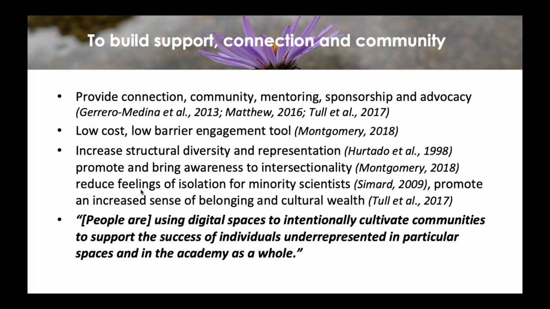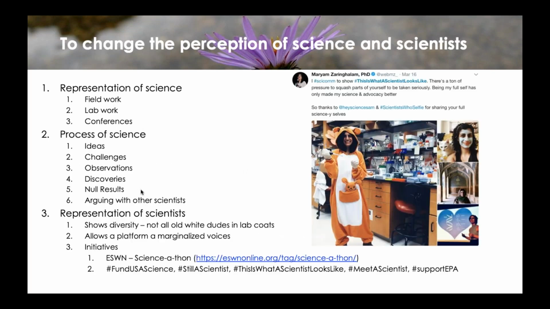I really love this quote from Montgomery 2018. She says that people are using digital spaces to intentionally cultivate communities to support the success of individuals underrepresented in particular spaces and in the academy as a whole. So I think that's a really good guiding principle for us to think about as we're setting up and maintaining our social media for our pods.